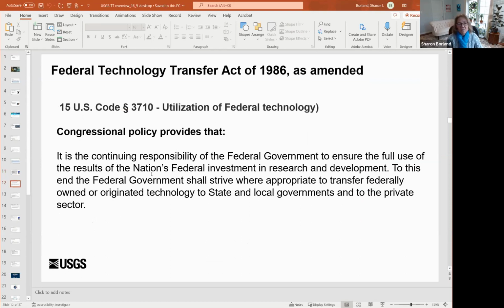So the Federal Technology Transfer Act of 1986 does contain a policy statement by Congress, and that is that it is the continuing responsibility of the federal government to ensure full use of the results of the nation's federal investment in research and development. So the federal government shall strive where appropriate to transfer federally owned or originated technologies to state and local governments, as well as to the private sector.